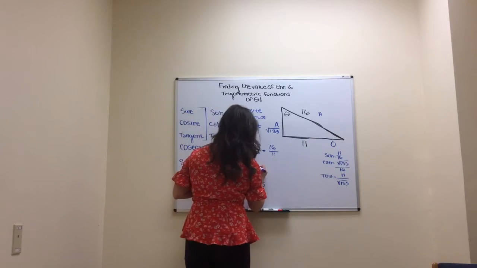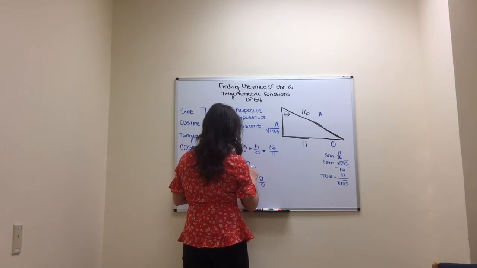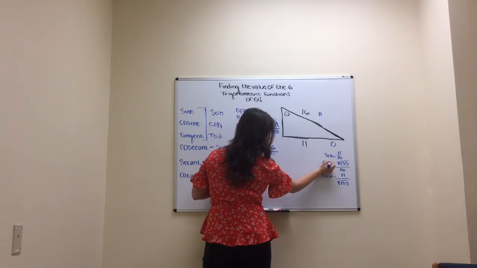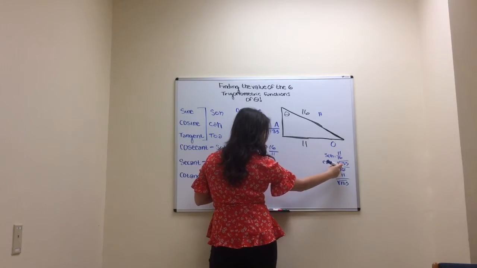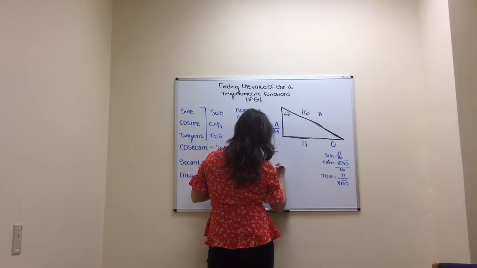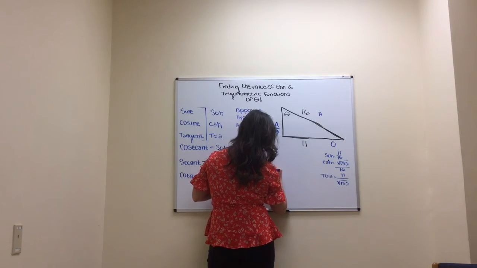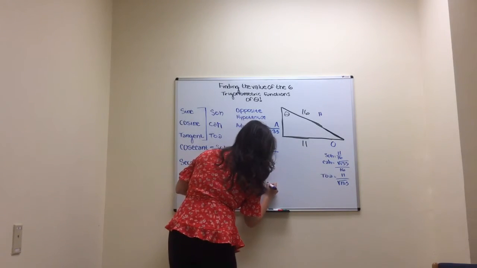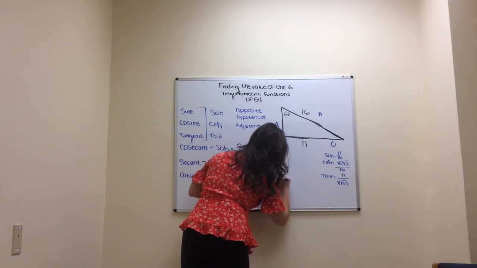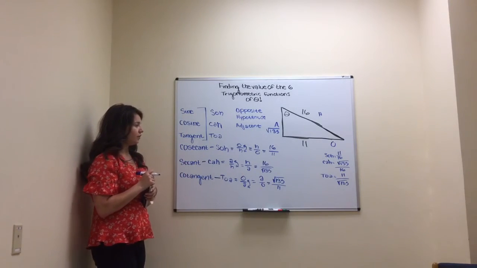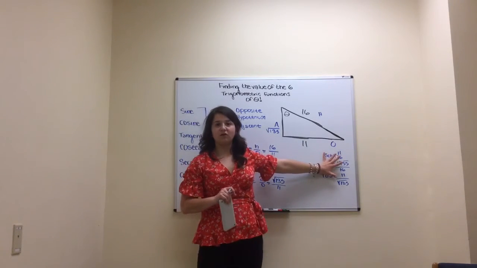Next part, we have H over A, which was actually CAH. We have, and that looks like an N. Gosh dang it. All right. Now we're going to flip it. So this is 16 over root 135. And lastly, we have TOA, which equals root 135 over 11.